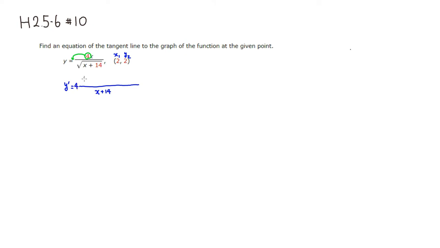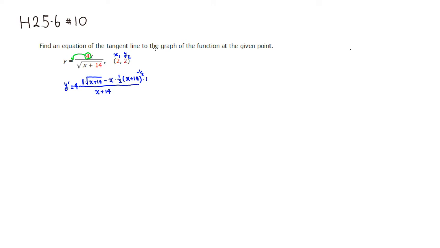Take the derivative of x as 1, times the denominator, square root of x plus 14, minus the top, which is x, times the derivative of the denominator. Remember that the square root is the 1/2 power. So I'm going to put 1/2 in front, keep the inside function as it is, x plus 14, and reduce the power by 1, so 1/2 minus 1 is negative 1/2. Then multiply by the derivative of the inside function, which in this case is just 1.